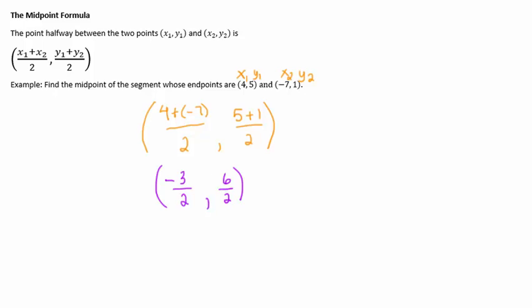And then the last step we want to do is see if we can simplify either one of these. Most math professors would prefer you leave this as negative 3 halves and not try to change it, but you could change it to negative 1.5, but most people would want you to leave it as negative 3 halves. 6 divided by 2 is 3, so this is our answer.